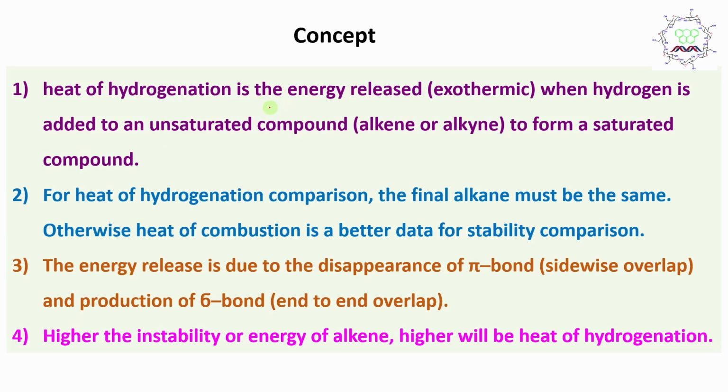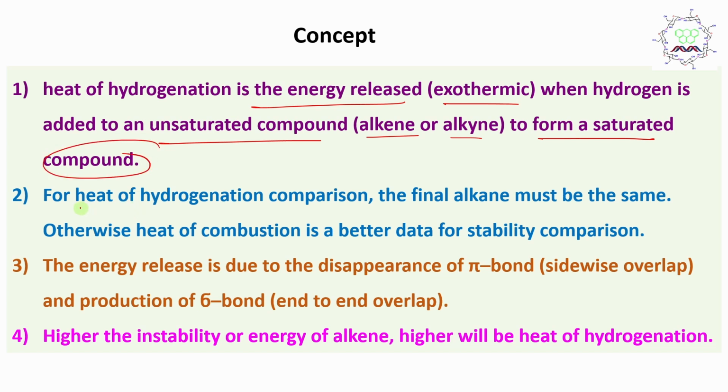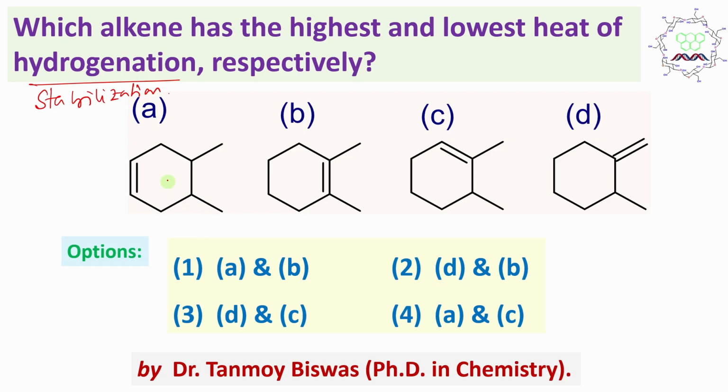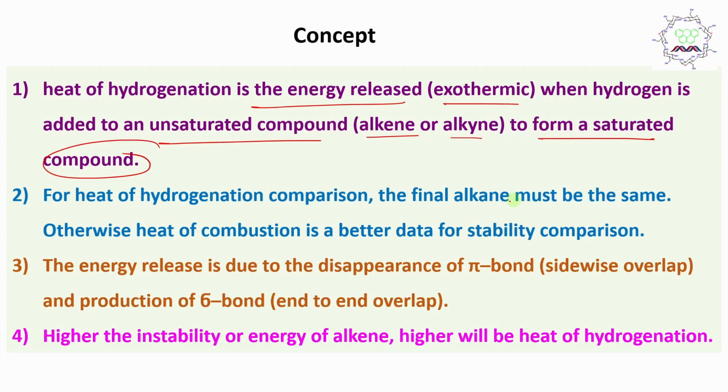Heat of hydrogenation is actually the energy released. Obviously, since it is an exothermic process, it is the amount of energy released when hydrogen is added to the unsaturated compound. Unsaturated compound means alkene, alkyne, where a pi bond is present, and it will form a saturated compound. Now, heat of hydrogenation is very helpful for stability comparison of alkenes.